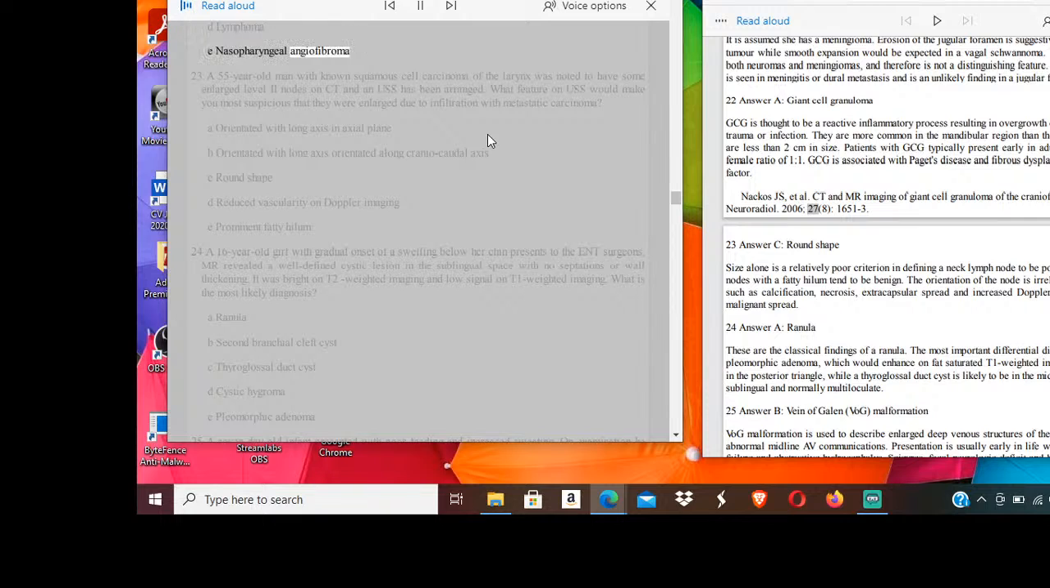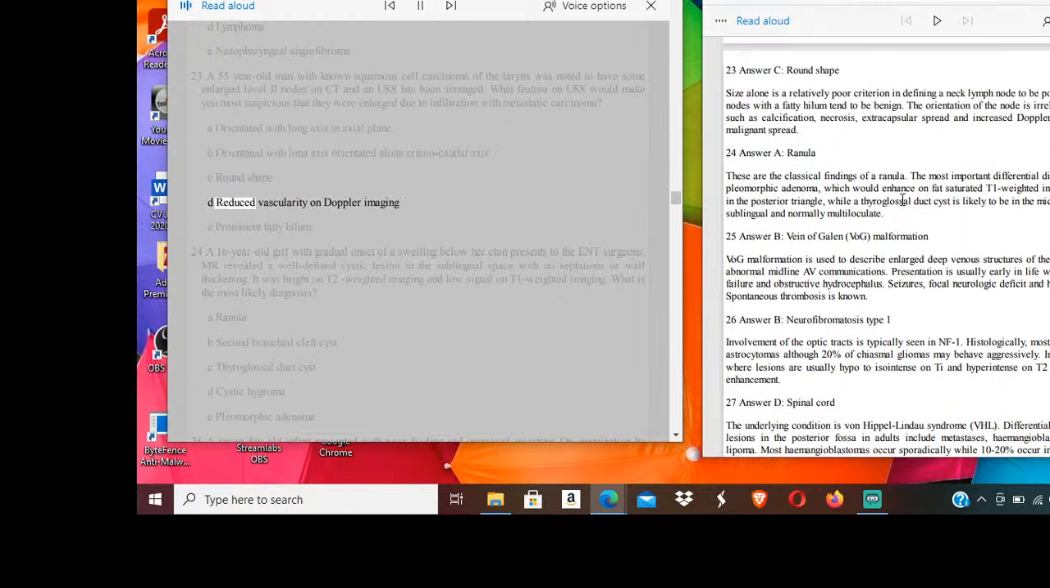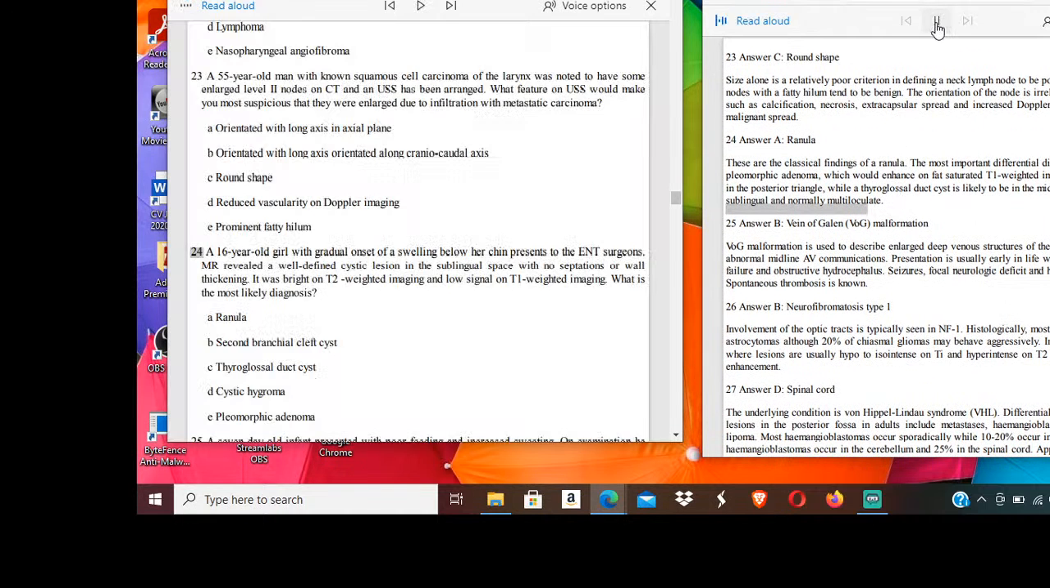D. Lymphoma. E. Nasopharyngeal angiofibroma. 23. A 55-year-old man with known squamous cell carcinoma of the larynx was noted to have some enlarged level 2 nodes on CT, and an USS has been arranged. What feature on USS would make you most suspicious that they were enlarged due to infiltration with metastatic carcinoma? A. Orientated with long axis in axial plane. B. Orientated with long axis along craniocaudal axis. C. Round shape. D. Reduced vascularity on Doppler imaging. E. Prominent fatty hilum.